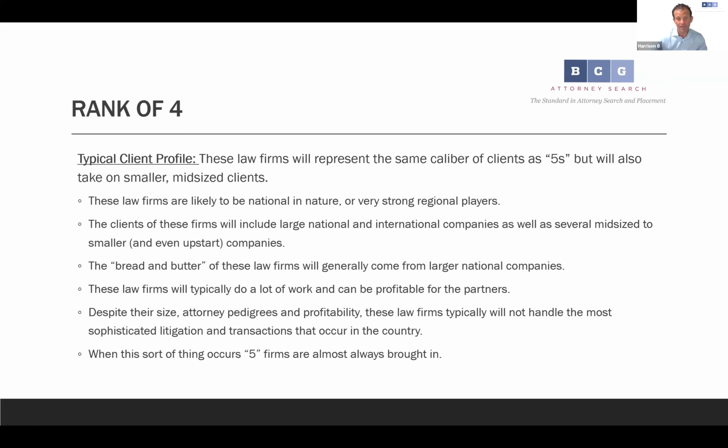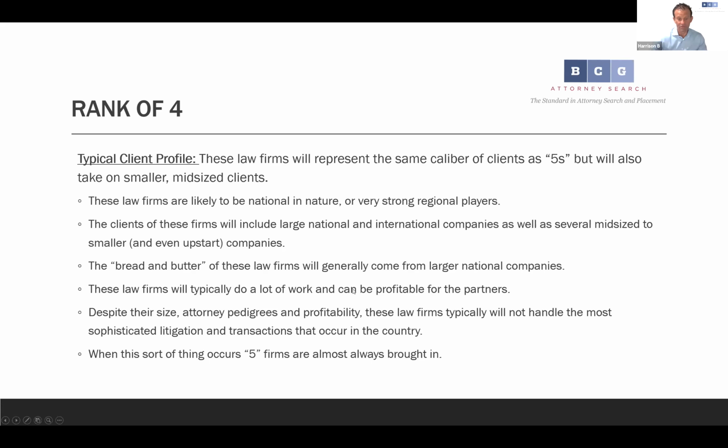But the typical client profile of these firms is they're going to represent big caliber clients like the 5s, and they'll also take on smaller mid-sized clients. And they're likely to be national or very strong regional players. Like I talked about Honigman in Detroit. The clients of these firms are going to be large national, international companies, and typically lots of mid-sized and smaller companies, even upstart companies. The partners at these firms are under a lot of pressure to bring in business. There's not a lot of institutional clients most of the time. But the bread and butter of these firms are generally going to be large national companies.